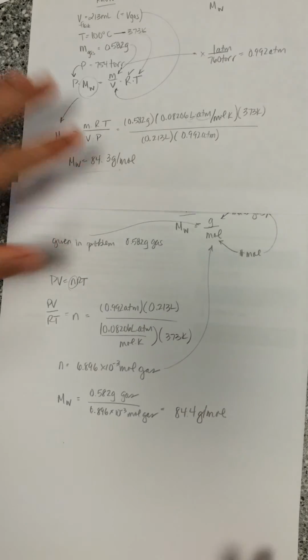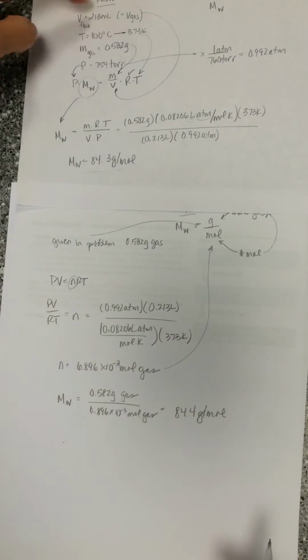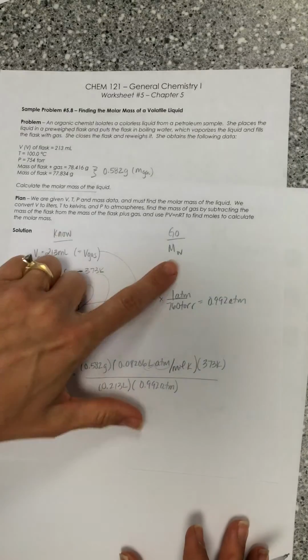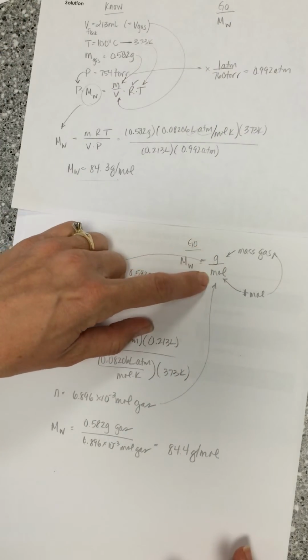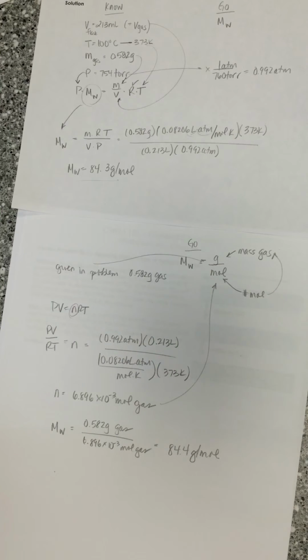If you don't know how to solve a problem, again, think about information that you know, where you want to go, and in this problem, knowing that we want grams per mole, we had information provided that allowed us to solve this problem in a different way.